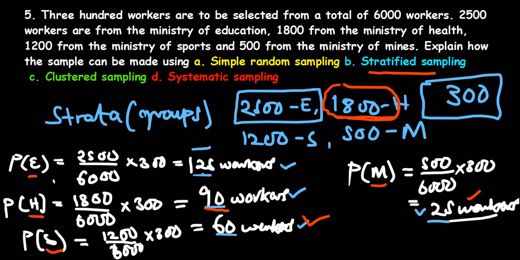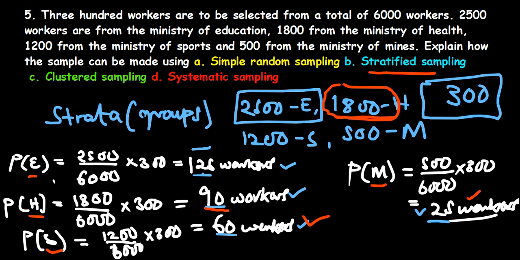So we can talk about the advantages and the disadvantages of this method. One advantage is that it ensures proportional representation. As you can see, we are getting workers from each ministry that we've been given there. So that's the advantage. The sample that you're going to collect will be representative of the entire population, because you have workers from each ministry, so that's a good thing.